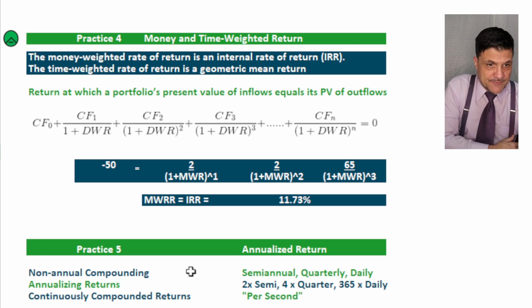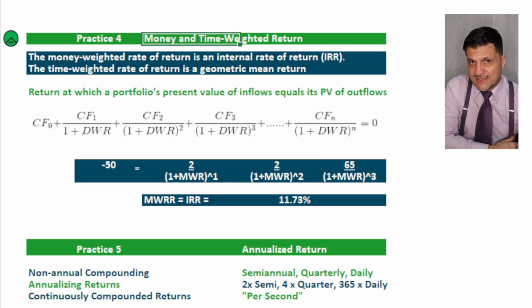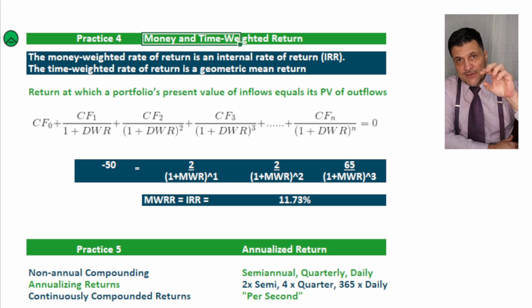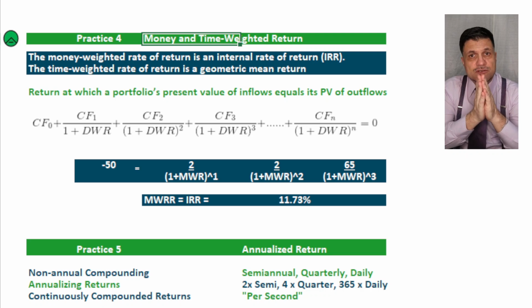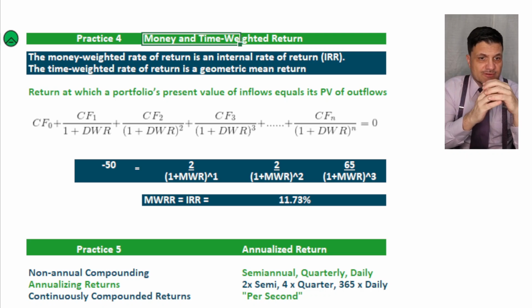All right, back here. Let's do practice 4, the money and time weighted return. The money weighted return, in my opinion, is the most important one, because the time weighted we just did as an example. The time weighted is the geometric mean. So you just take the return per year in percentage, add 1, and then multiply each one of those, and then you take the power of 1 divided by the number of observations, or number of years, or number of periods. Well, that's the time weighted.